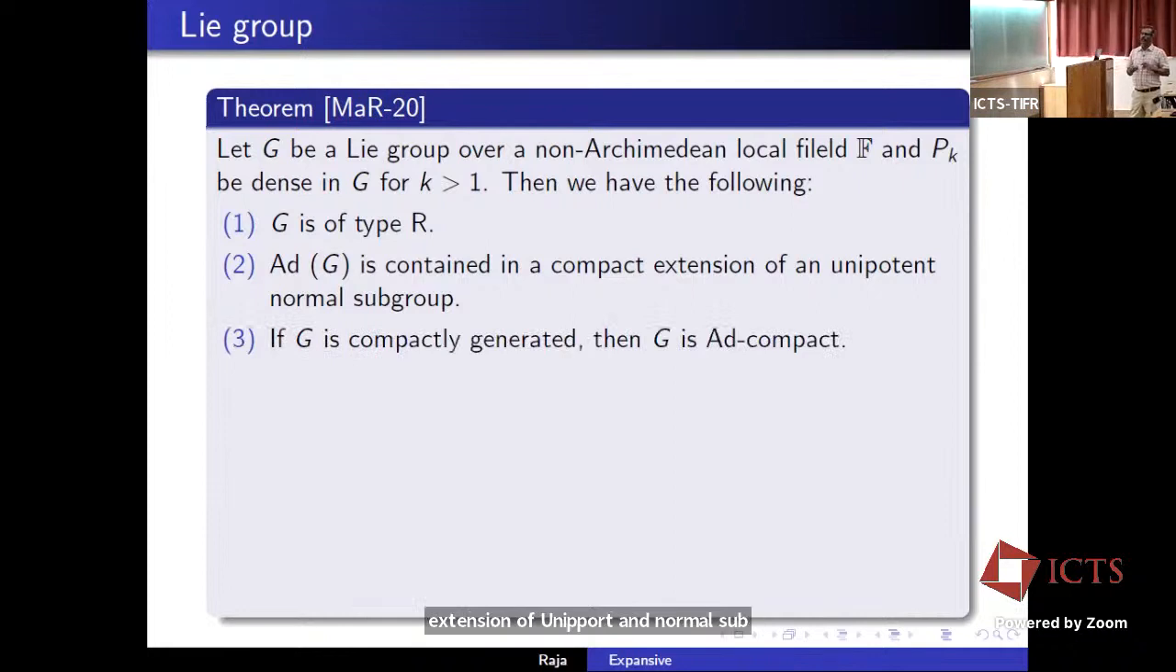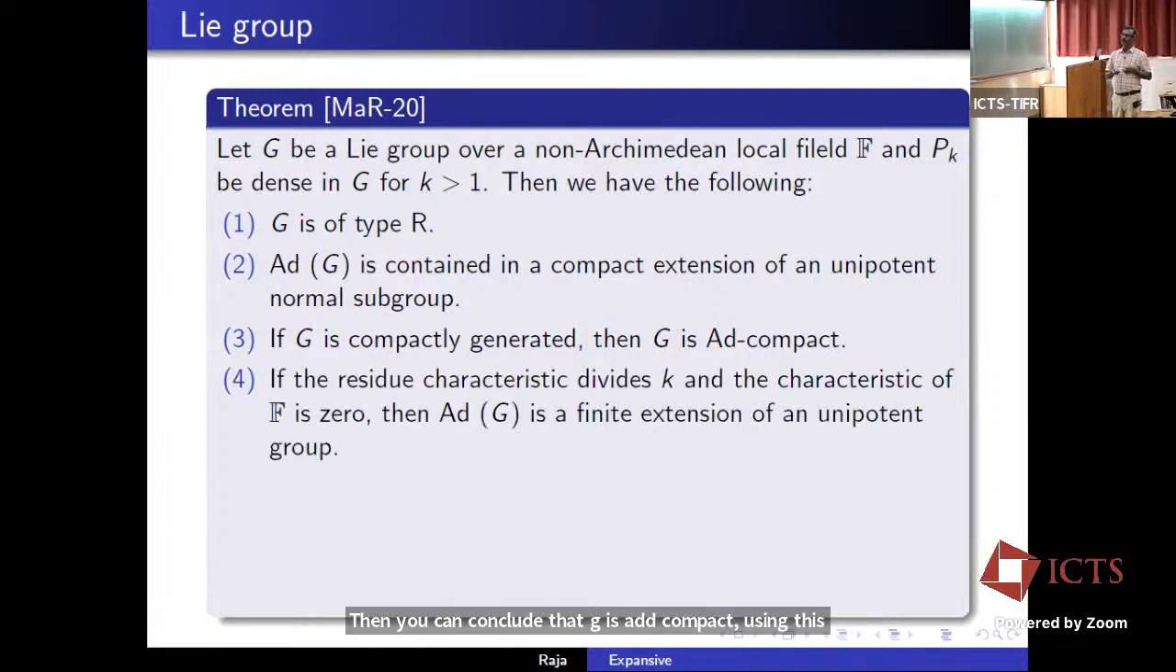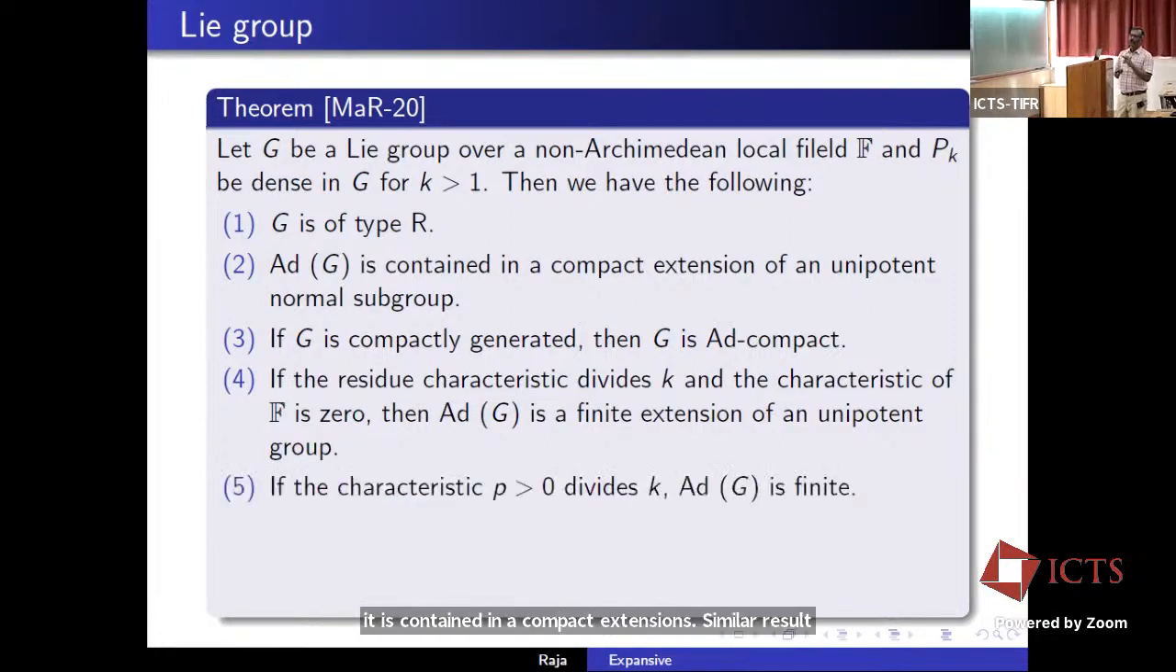Third one is, if G is compactly generated, then G is adcompact. That means the adjoint image will itself be a compact group, because any compact set contained in the unipotent subgroup generates a compact group. That's a property that we'll be exploiting to conclude that if G is compactly generated and there is a power map that has dense image, then you can conclude that G is adcompact. As I stated previously, you can derive a similar result using the adjoint representation.